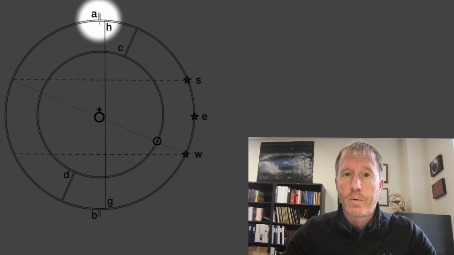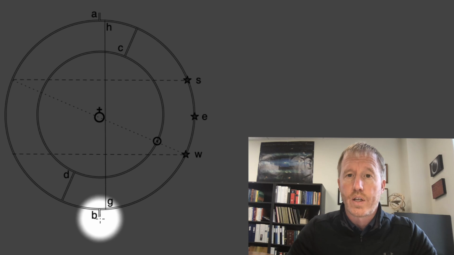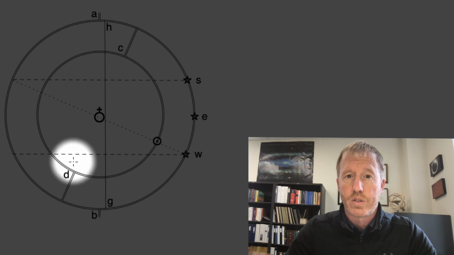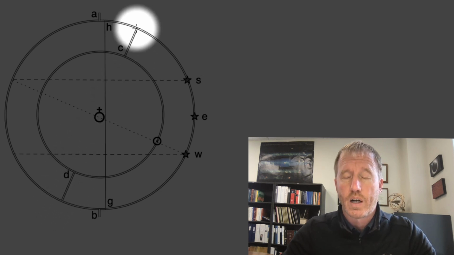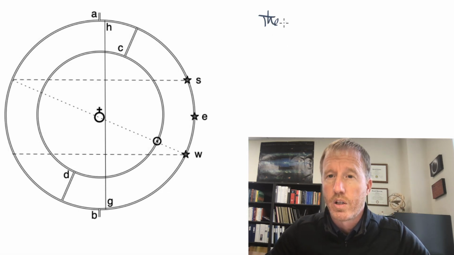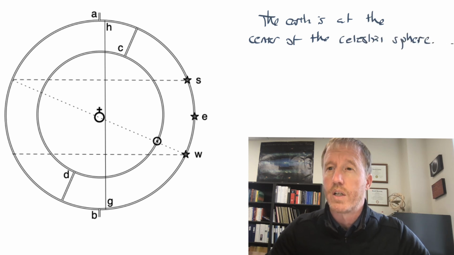Notice that the outer sphere is rotating about this axle that is given by AB. Also note that the inner sphere is connected to the outer sphere via an axle that runs in this direction from C toward D. So there are connection points down here at the bottom and up here at the top. So the drawing here represents the case where the Earth is at the center of the celestial sphere. So this is the position that Ptolemy is going to argue for.